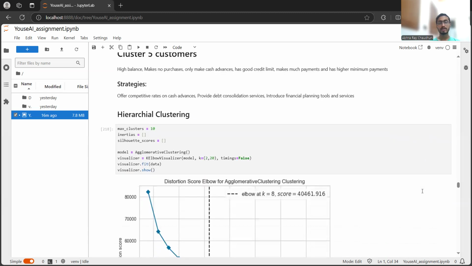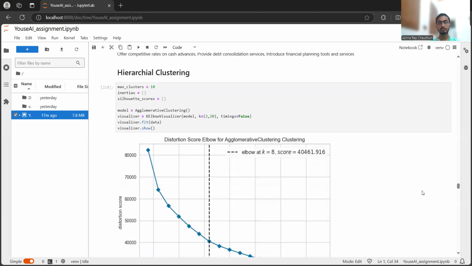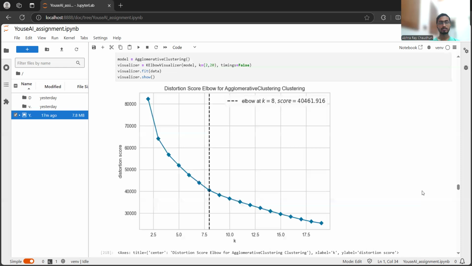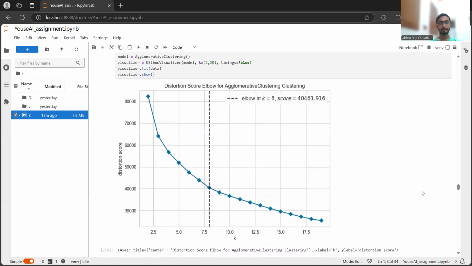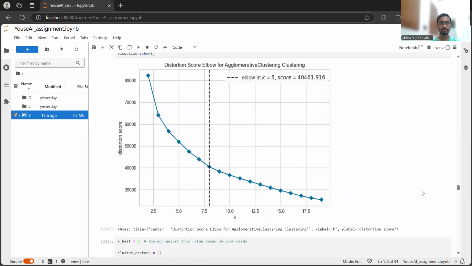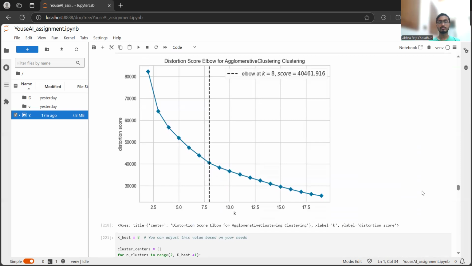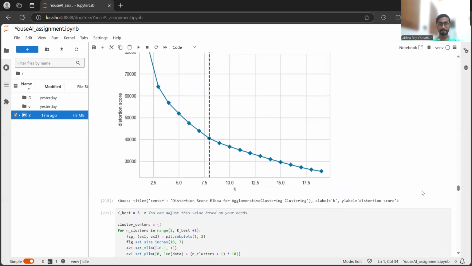And now we have performed the hierarchical clustering. Here we have also plotted the distortion score. Here also we have used the elbow curve method, and we have found that the optimal value of k is 8.